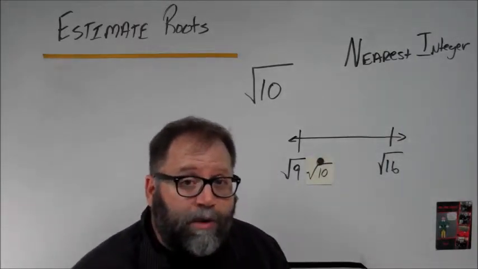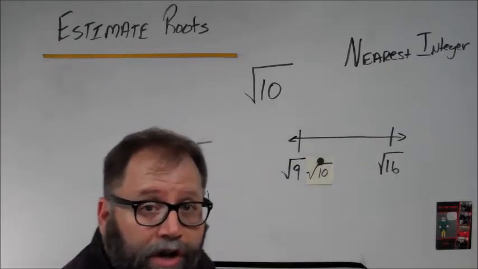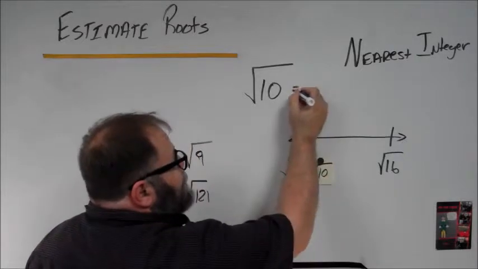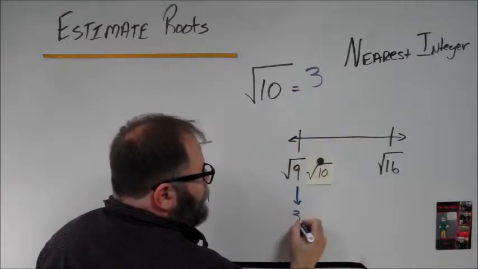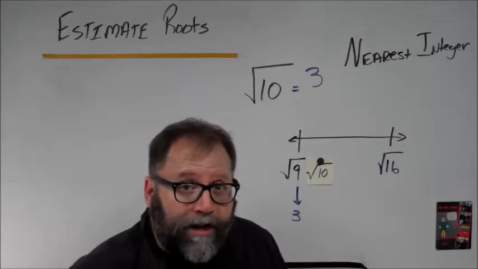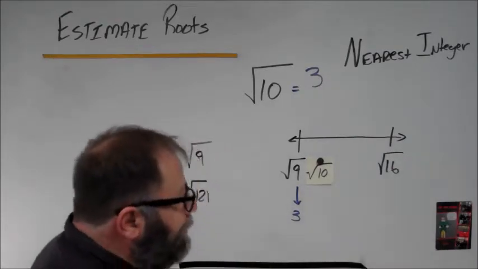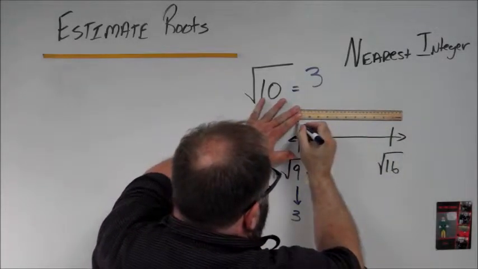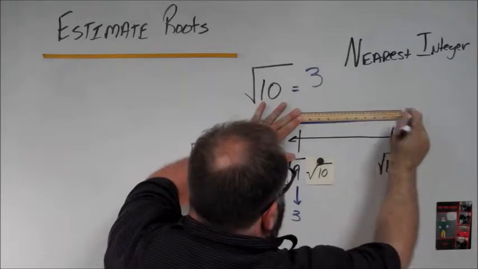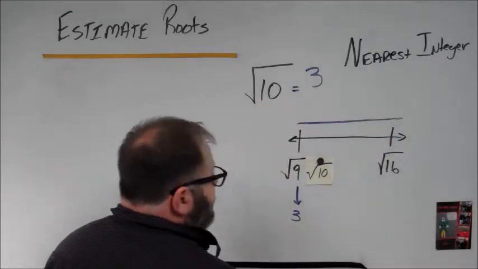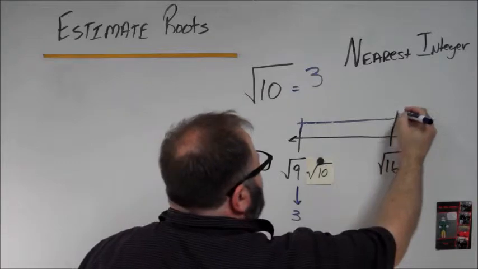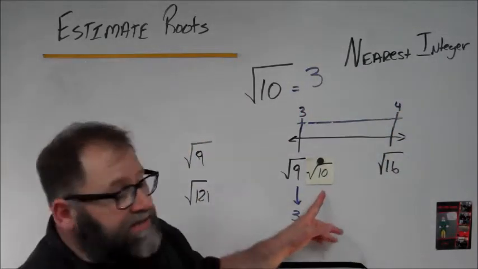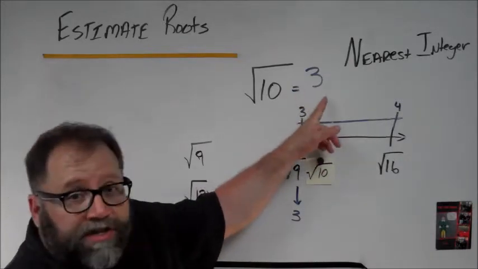Now when I'm estimating the square root of 10, I'm choosing the nearest integer. And the nearest integer then is the square root of 9, which means my value is 3, because the square root of 9 is equal to 3. So this is sort of a double number line, and if I draw that second number line in here, we can describe this as 3 and this as 4. And that 10 lies here, which means it's closer to 3.